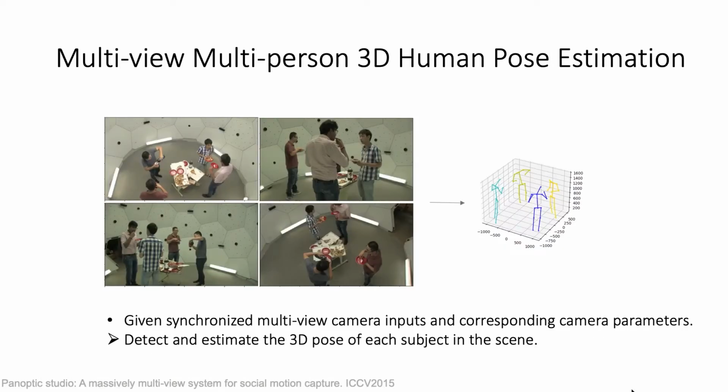In this work, we focus on the more general multi-view, multi-person 3D human pose estimation. So given the synchronized multi-view camera inputs and the corresponding camera parameters, we aim to detect and estimate the 3D pose of each subject in the scene.